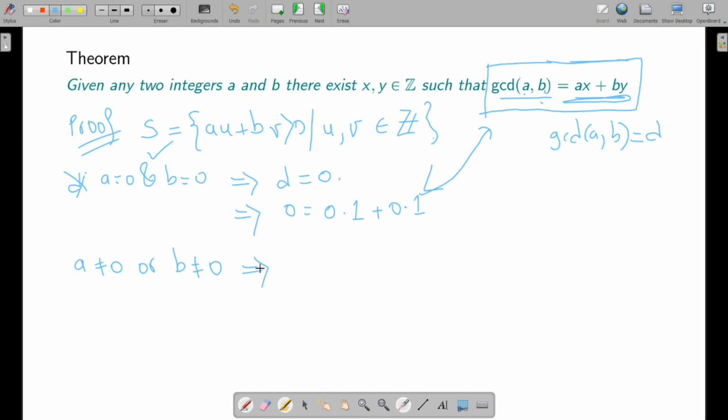Here, without loss of generality, to make our proof easier, we can assume that A is not 0. Now, if A is not 0, can someone give me an element inside S? I want to prove that S is non-empty. Can someone give me one element in S if A is non-zero? What can you take U as and what can you take V as to get a positive integer?